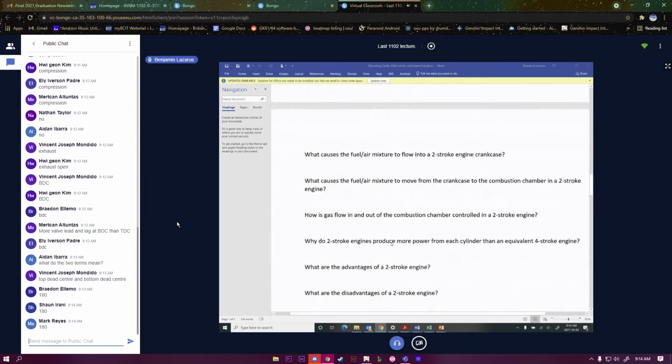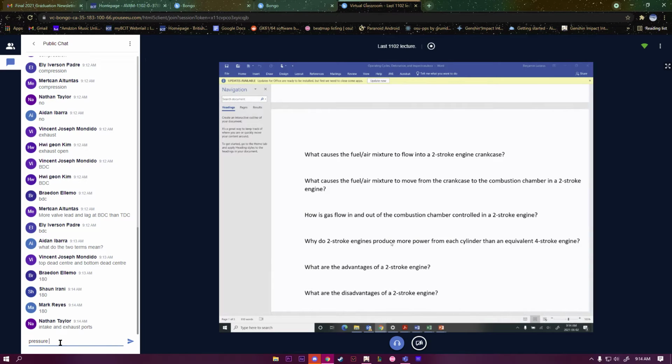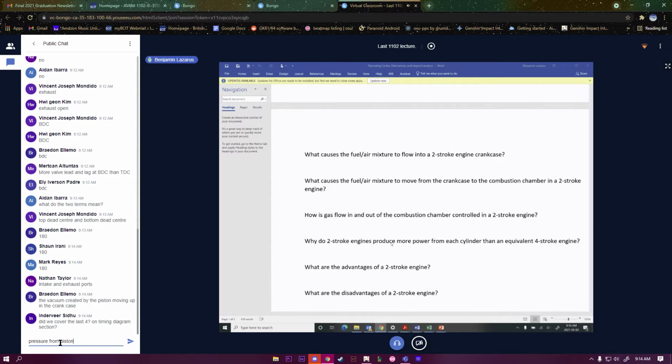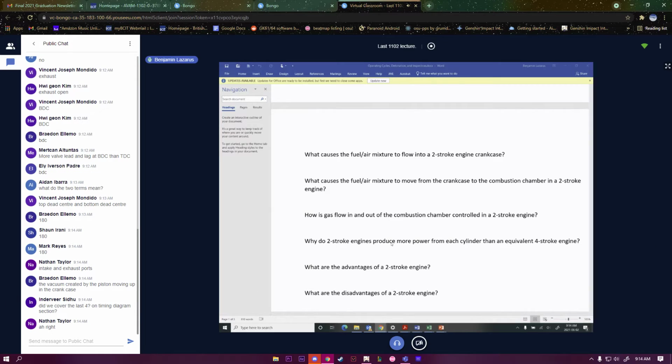All right, 2 strokes. We don't have a whole lot to cover on 2 strokes. What causes the fuel air mixture to flow into the crankcase? Vacuum. I like Braden's answer. The question, Nathan, was into the crankcase, not into the cylinder. So the piston moving up in the crankcase.